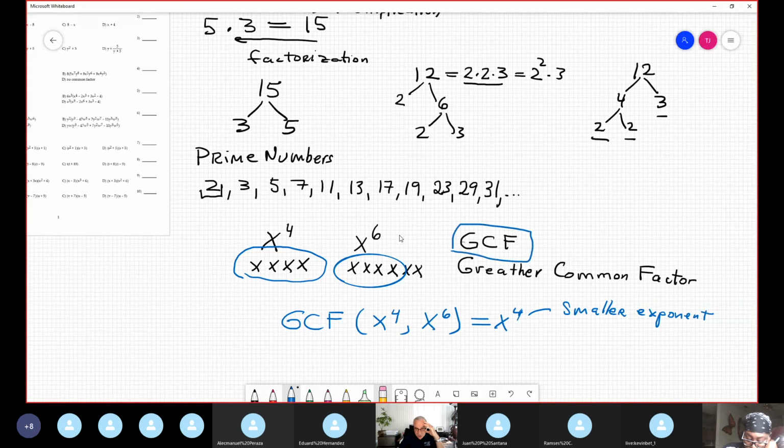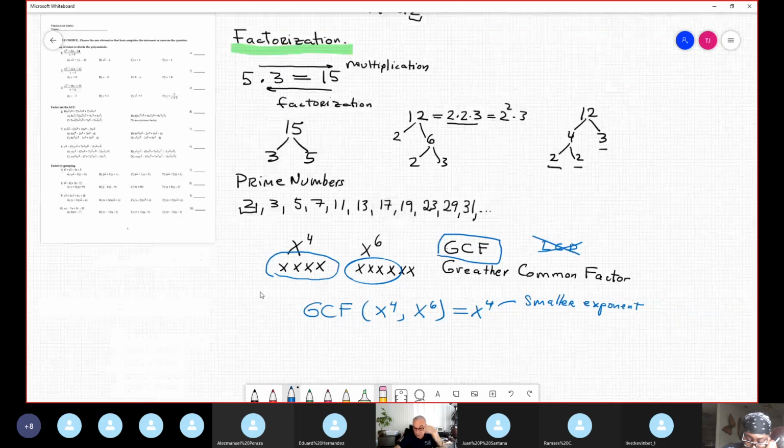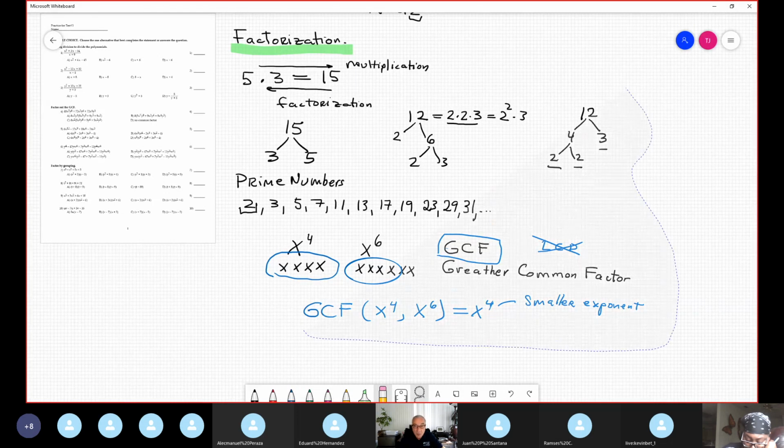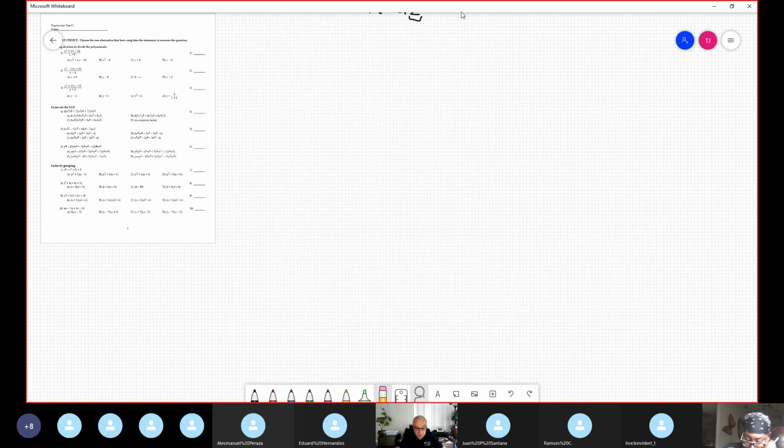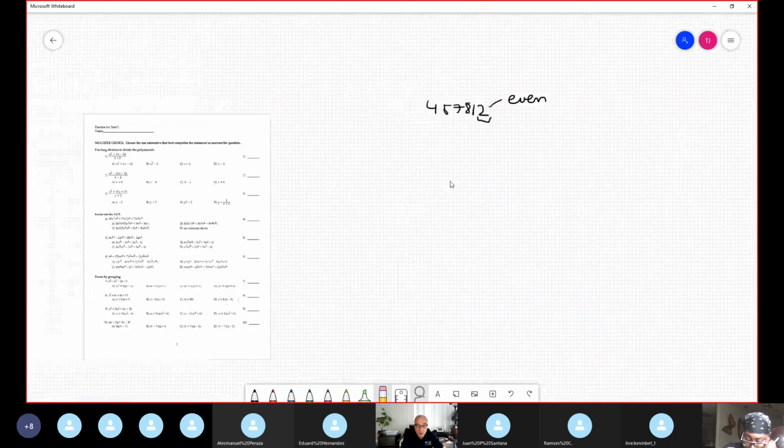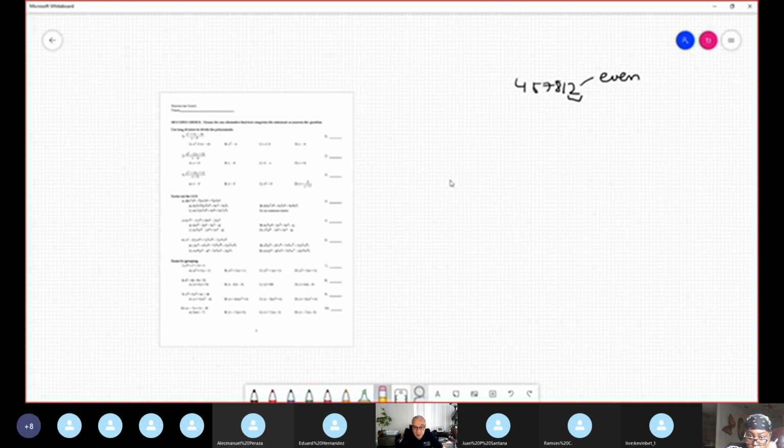We study another thing after, the least common denominator. Least common denominator is different, but not now. Okay, let's move on to the example in which you factor using GCF, greatest common factor. I want to explain in detail. Any question, let me know. This is the theoretical part for the factorization, prime numbers, and the idea behind GCF.